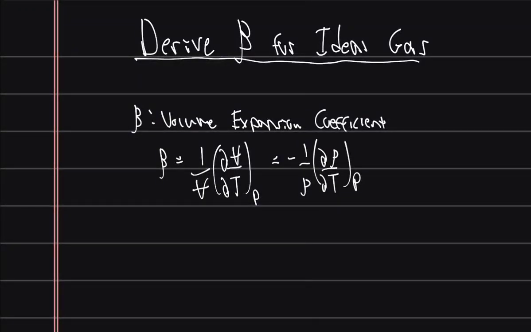Hello. Today we are doing something a bit different than normal. Normally we solve practice questions, but today we're going to do a derivation. We're going to derive beta for an ideal gas. So beta is the volume expansion coefficient, and this is the textbook definition of beta. But now we're going to look at beta for an ideal gas.